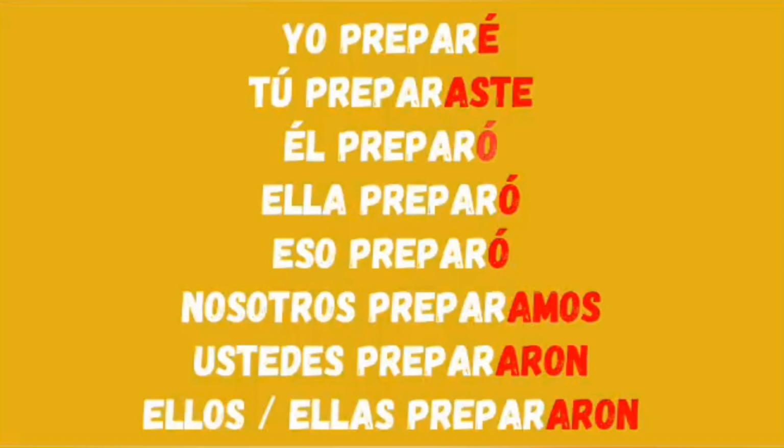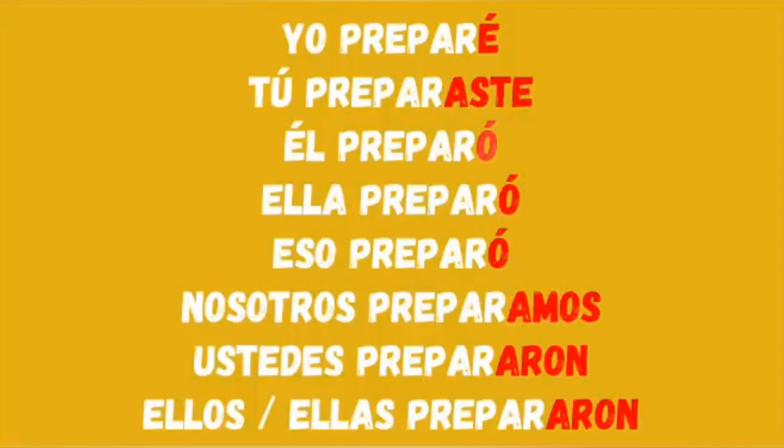See the root word, it's exactly the same. That's why it's a regular verb. And it's ending with aste, the word in red, because you're talking about the personal pronoun you, which means tú in Spanish. Now, if you want to say he prepared, you have to say in Spanish, él preparó. Now to say she prepared, you have to say ella preparó. And if you want to say it prepared, you have to say eso preparó.